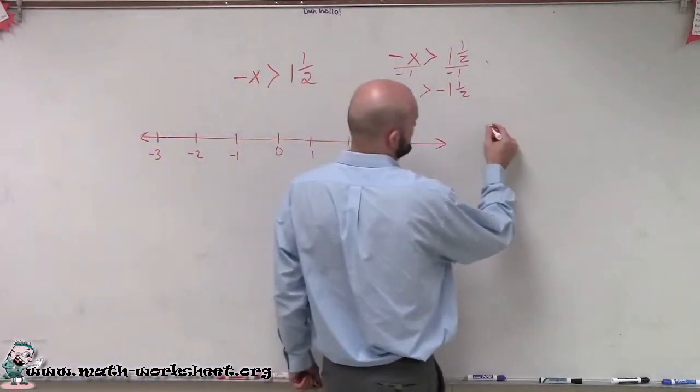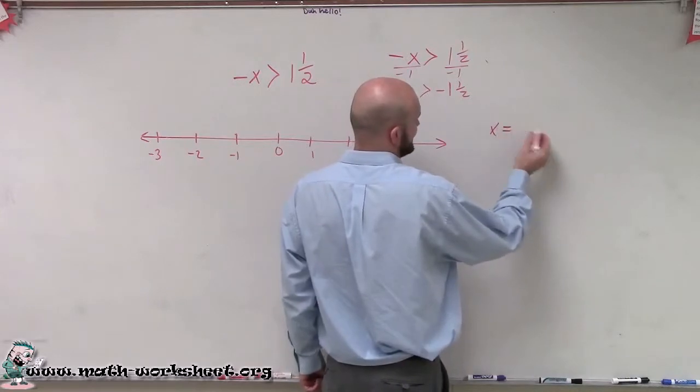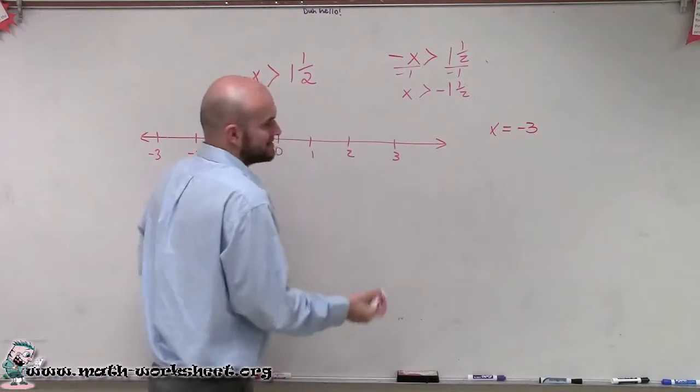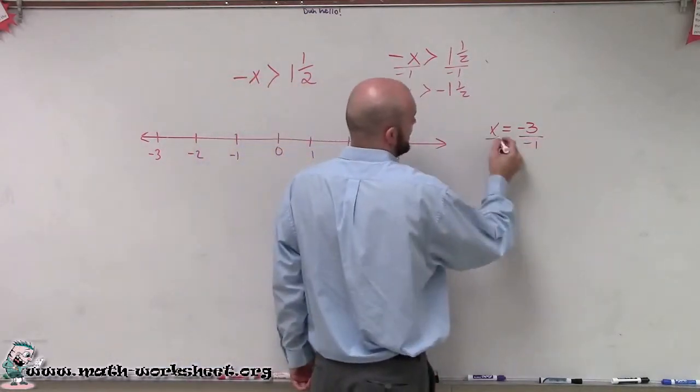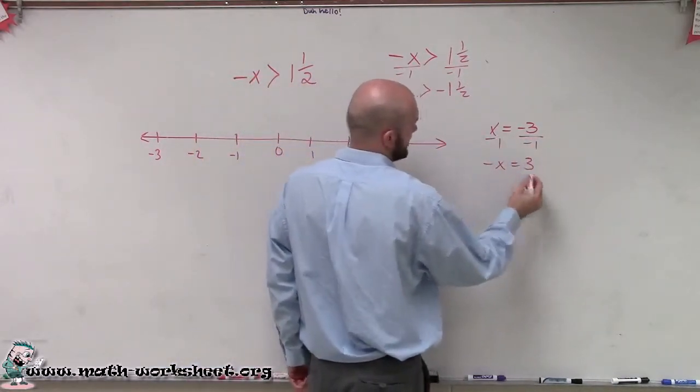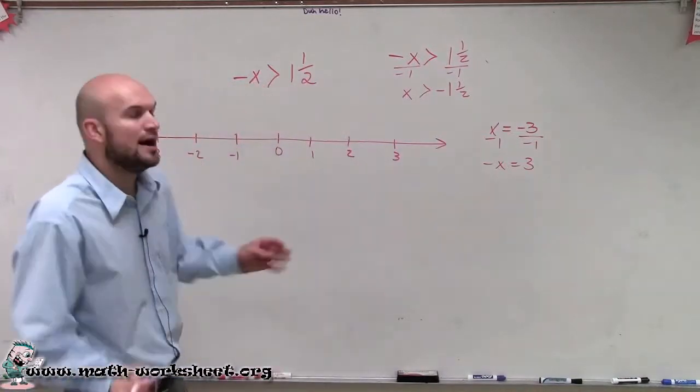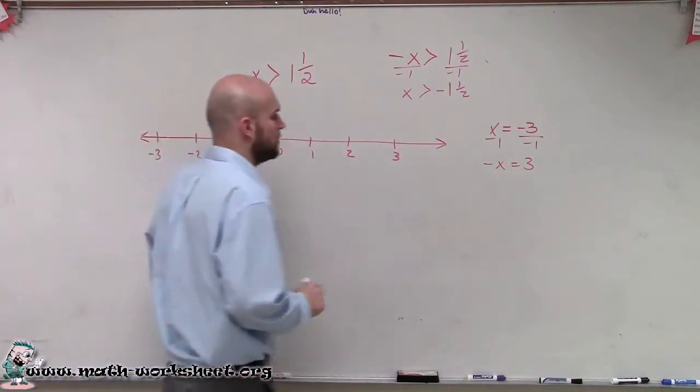Because let's say I had x equaled negative 3, right? So if x equaled negative 3, I could also divide by negative 1 and say negative x equals 3, right? And that's exactly the same thing. However, it doesn't work that exact same way for inequalities, and I'll show you why.